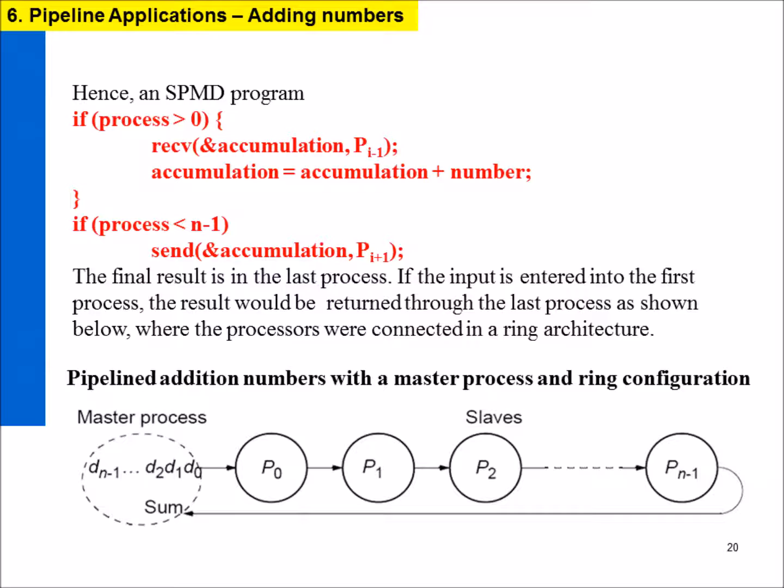In our general description of pipelines, we show the data being entered into the first process rather than already in the appropriate process. If the input data is entered into the first process, it would be natural to return the result through the last process, as shown in this particular picture. This would be particularly appropriate if the processors were connected in a ring architecture.